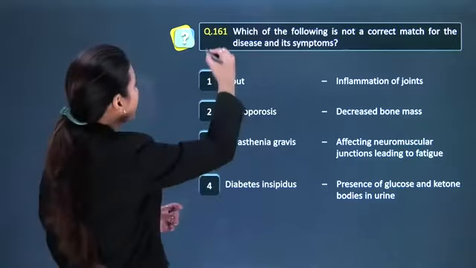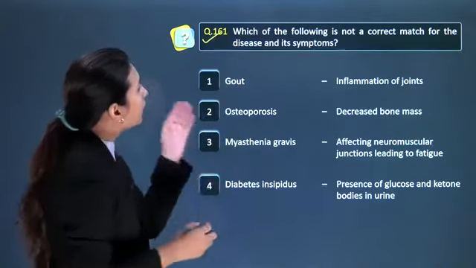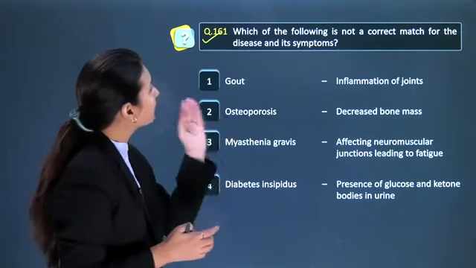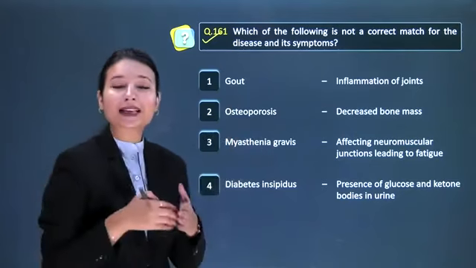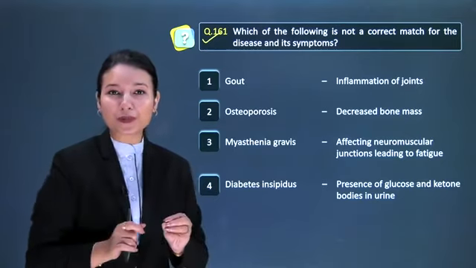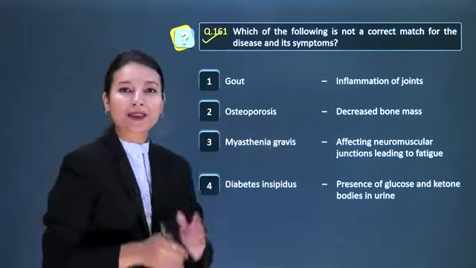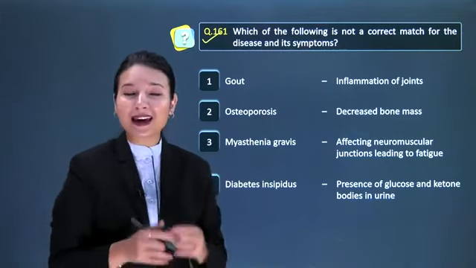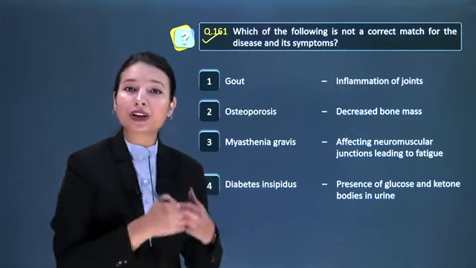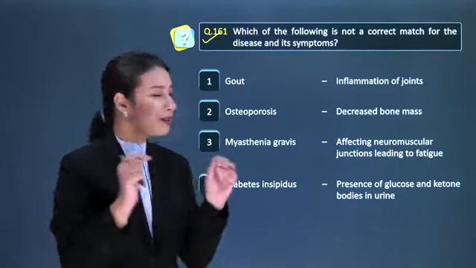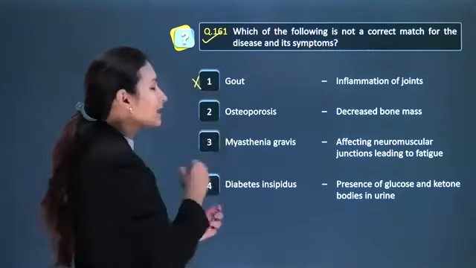Question number 161 states: which of the following is not a correct match for the disease and its symptoms. So let's see one by one. पहला option है gout matched with inflammation of joints. ये मैच बिल्कुल सही है as in gout there is inflammation of joints due to accumulation of uric acid crystals. So this cannot be an answer.